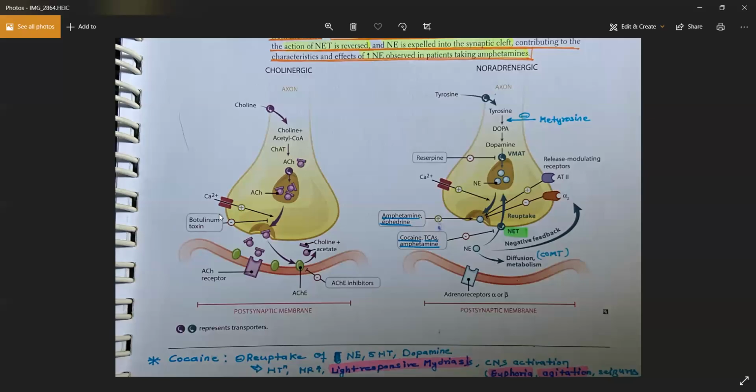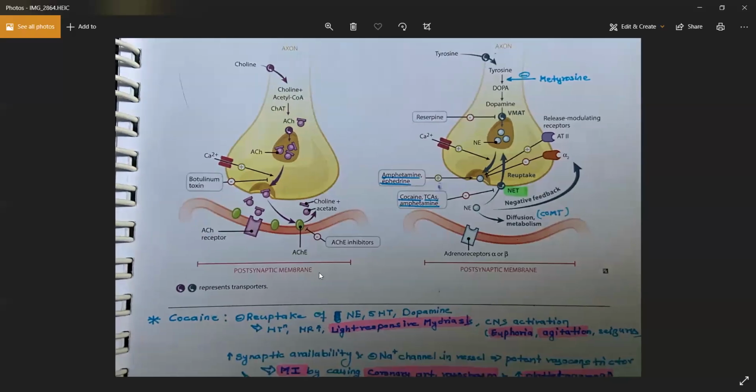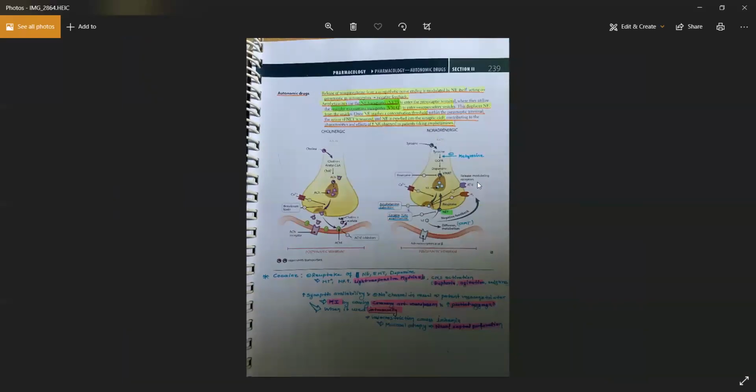Anyone remember? From honey spores. Honey spores in the spores. Honey. Yeah, good. Exactly. So now any doubt?